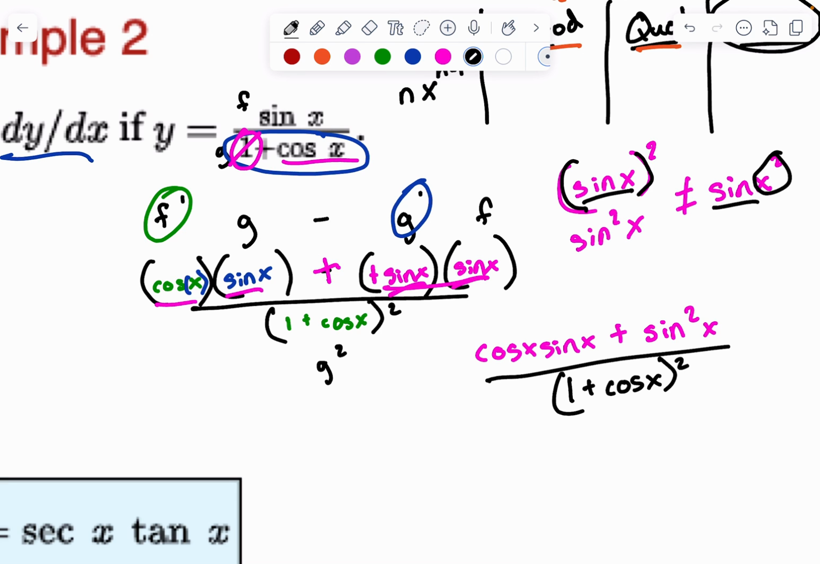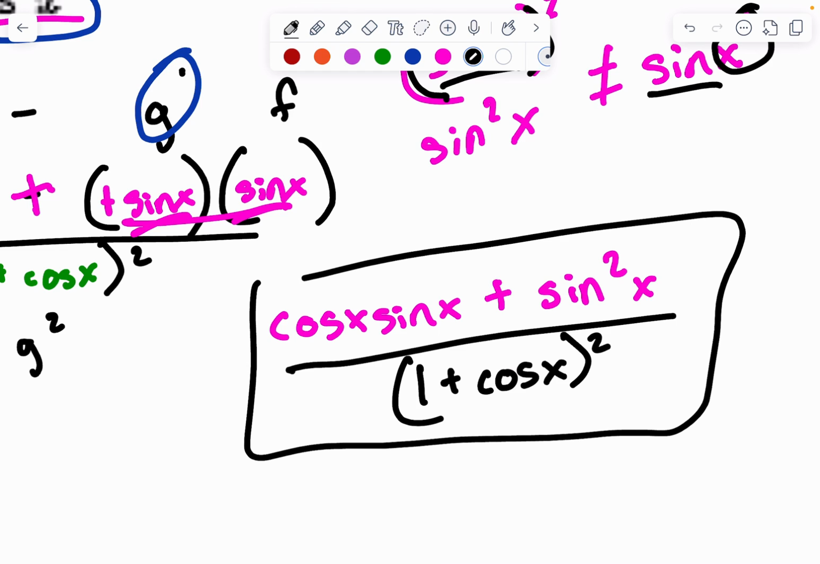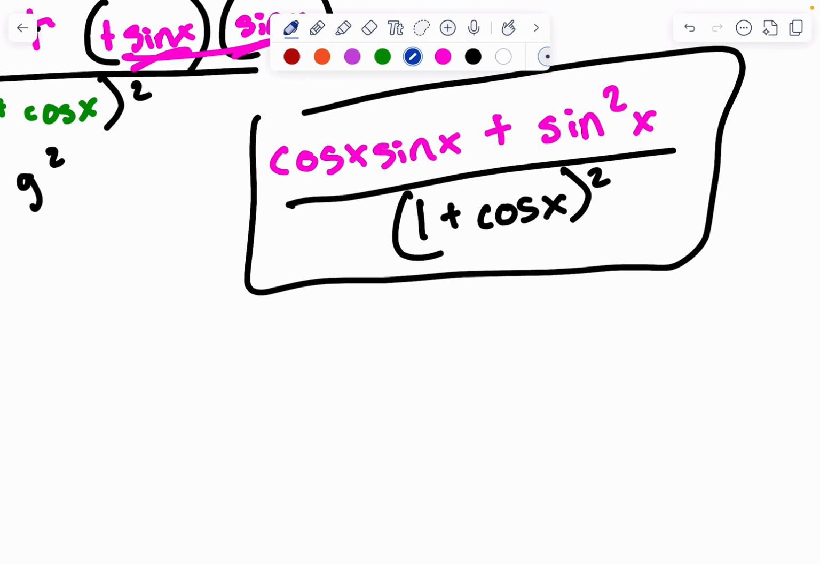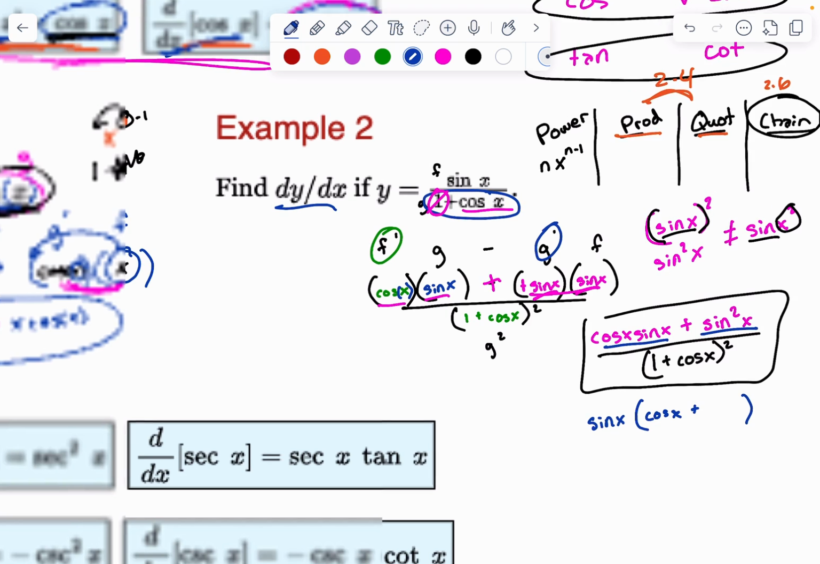Okay, all right, so now, if you guys circle this or box it or whatever and say answer done, I will say totally fine, that's okay. But one thing that you can do is, my two pieces that I have right here have a sine of x in common, right? So what I'm going to do is yank that sine of x out, and that's going to leave cosine x plus.